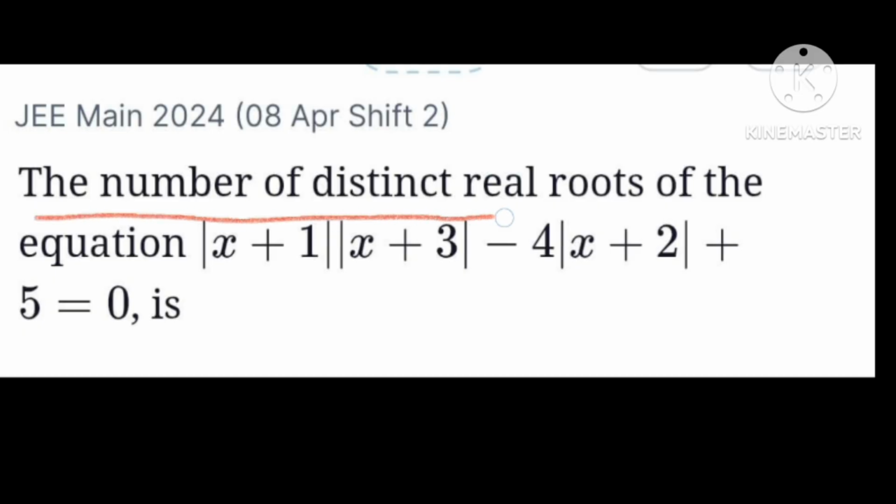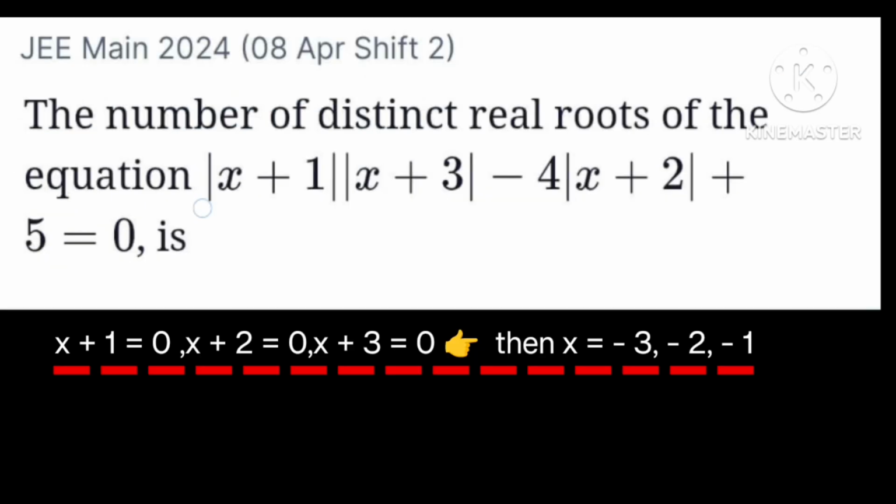The number of distinct real roots of the equation modulus of x plus 1 modulus of x plus 3 minus 4 modulus of x plus 2 plus 5 equal to 0. Here this is the minus 1, this is the minus 3, here this is the minus 2. So minus 3, minus 2, minus 1, these are the three values.